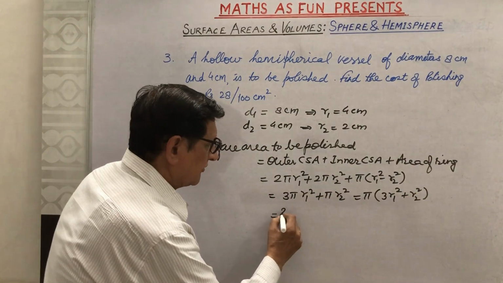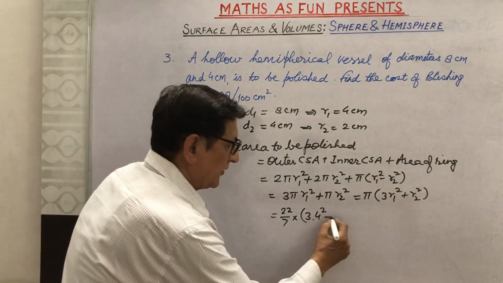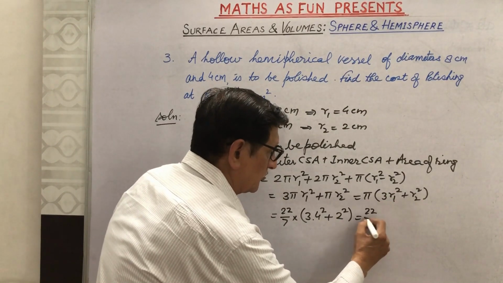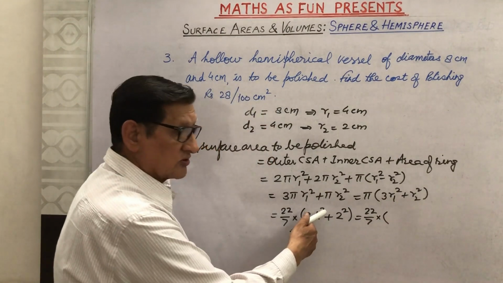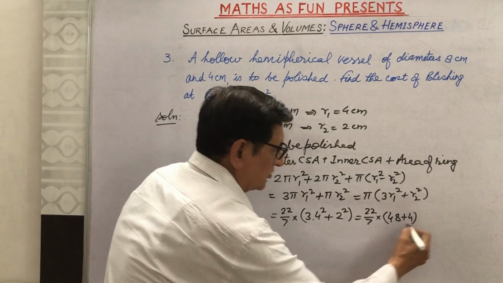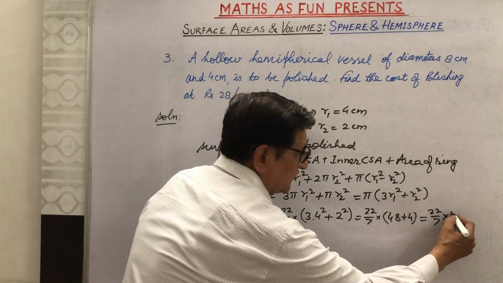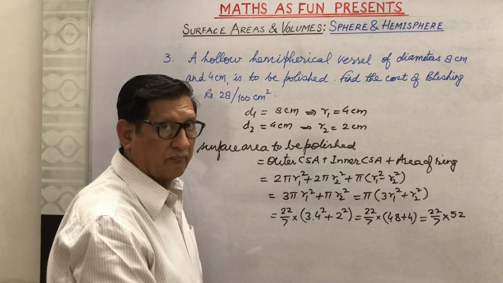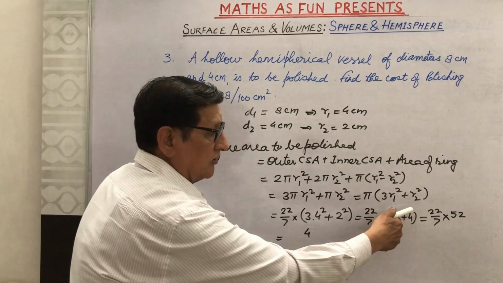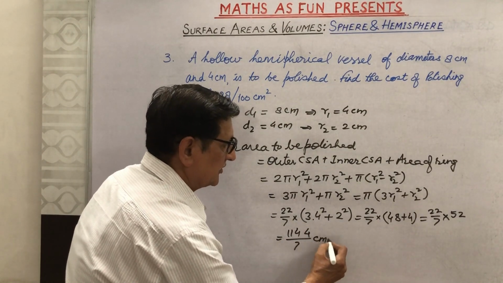Substituting the values, we get 22 by 7 into 3 into 4 square, because r1 is 4, plus r2 is 2, that is 2 square. This is equal to 22 by 7 into 4 square, 16 into 3, 48, plus 2 square, 4, equal to 22 by 7 into 48 plus 4, 52. 22 into 52, that is 22 twos are 44, 22 fives are 110 and 4, 1144 upon 7 centimeter square.